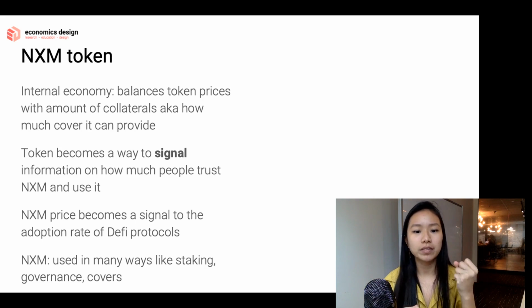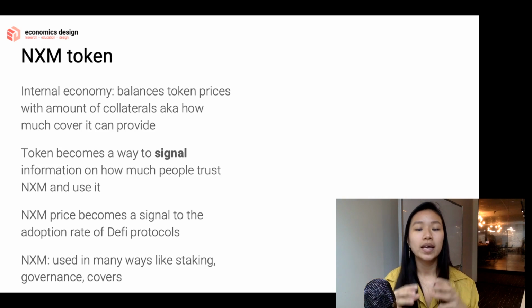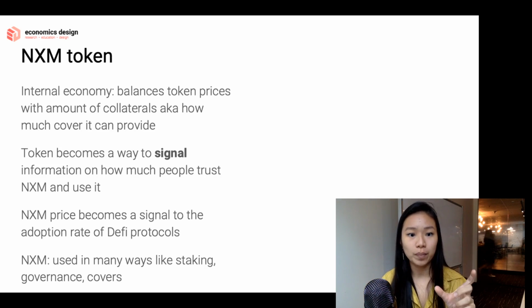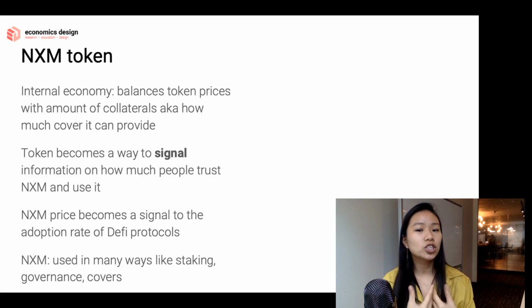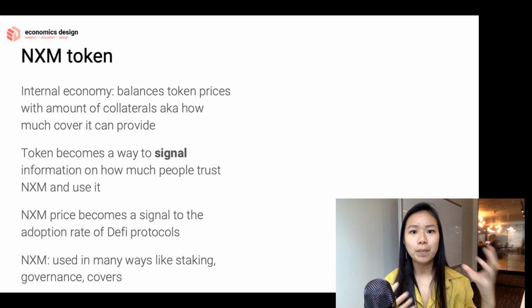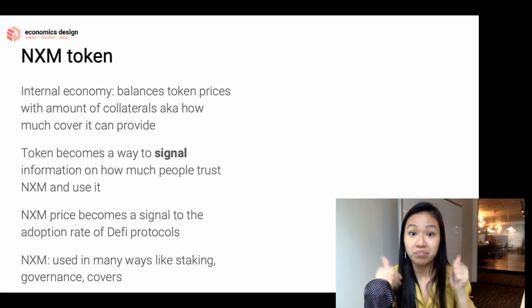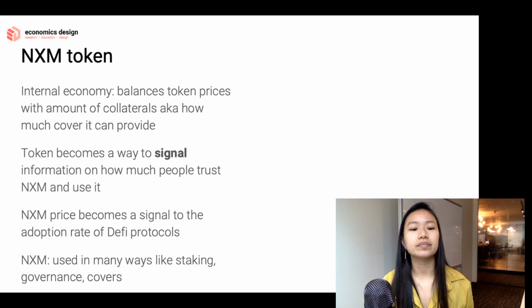Now, the token becomes a signal to how much people trust the system. The price of the token as well becomes a different kind of signal to the adoption rate of DeFi protocols. Think about it. In DeFi, it's super cool, right? In DeFi, you've got the total locked value, you have the prices of the tokens, you have different metrics to understand the growth of DeFi. Good stuff. I like that.